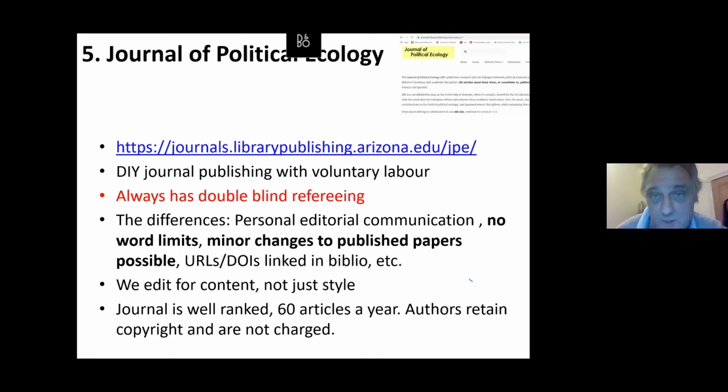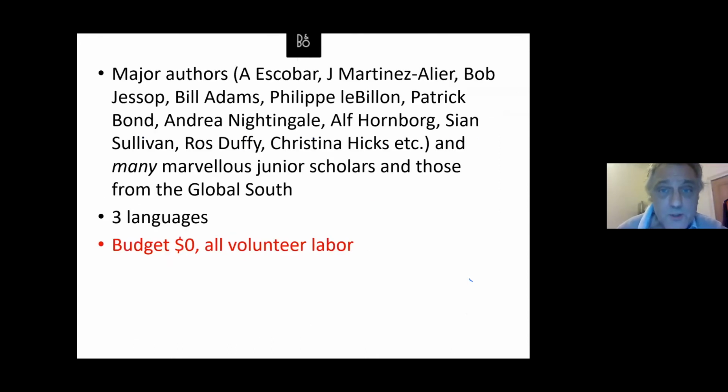And we also edit for content. So I might suggest a bit more vigorously to an author that really this paragraph is in the wrong place. It's to do with methodology. It belongs in the methodology section. So this is hard work. I don't recommend it to everybody, but just to show you that it's quite possible to publish in this sort of space. And we've had some pretty heavy hitting figures publish in our journal, and many ECRs and junior scholars as well. And some people have actually started their publishing in political ecology in our journal.